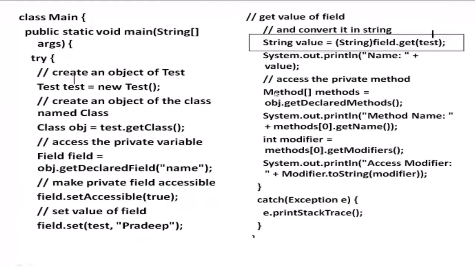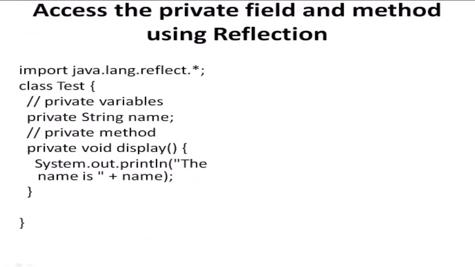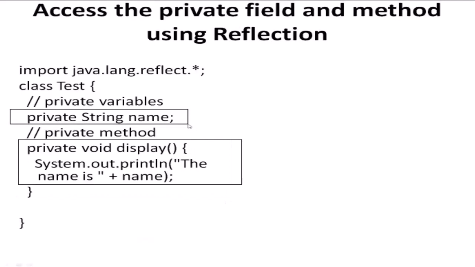So next, to access the private method. Up to here we have used a private variable. What is the variable name? We have declared a private string name, only name as a private variable. But in the previous class we have declared one more thing. What is that? We have used a private method. The name of the method is display. I have given my name Pradeep, and it has to be printed. So that one we are going to use here.